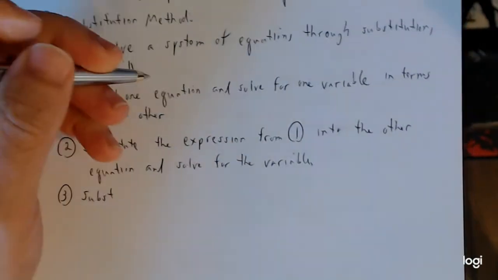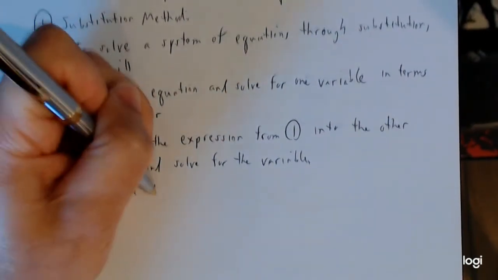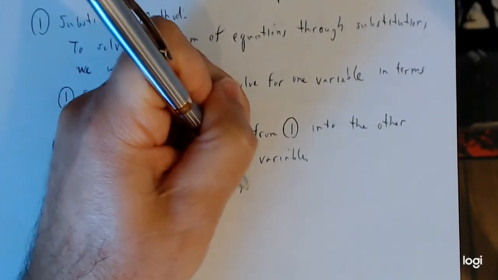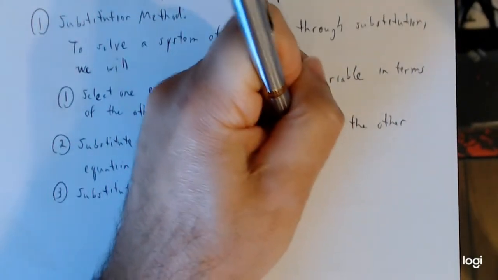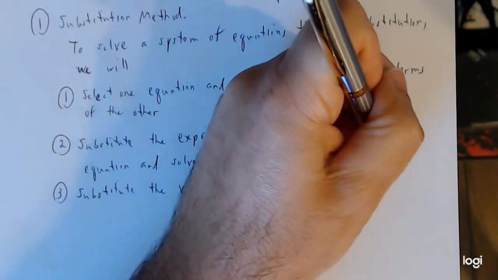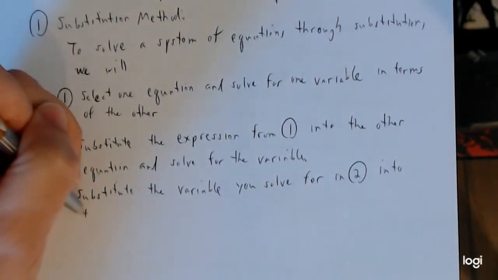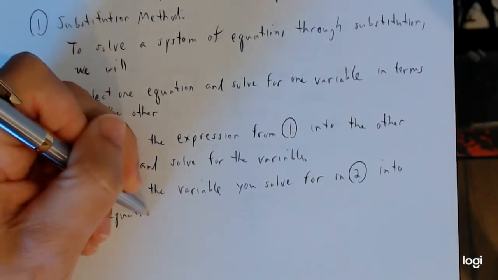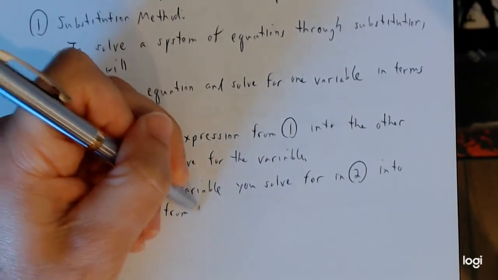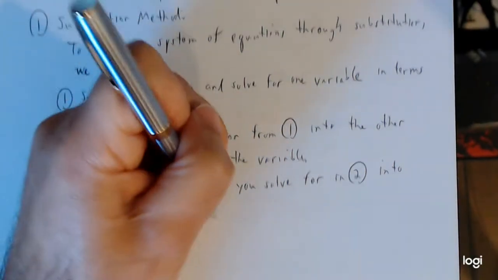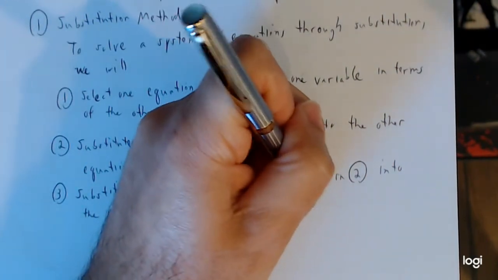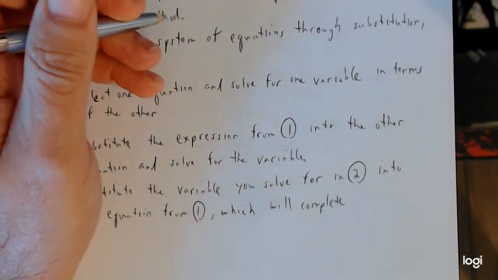So then once you do that, we're going to say substitute the variable you solved for in step 2 into the equation that you solved for in step 1, into the equation from step 1, which will then complete the process, because then you've solved for both variables, which will complete the solution for the system.